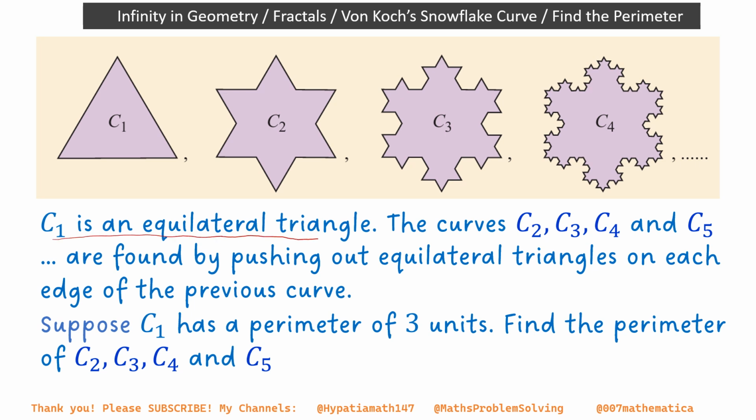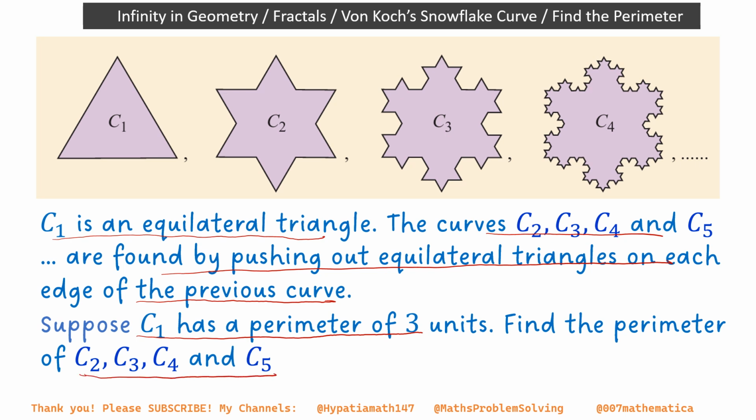C1 is an equilateral triangle. Suppose C1 has a perimeter of 3, so we need to find the perimeter of C2, C3, C4, and C5. So this side is 1.